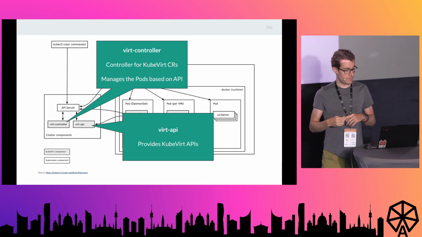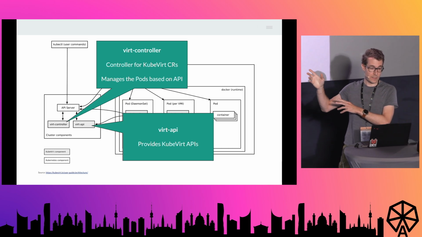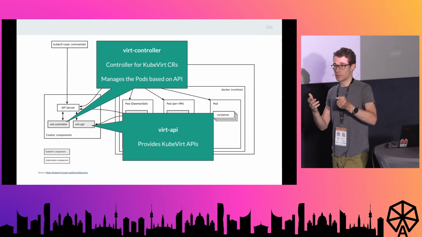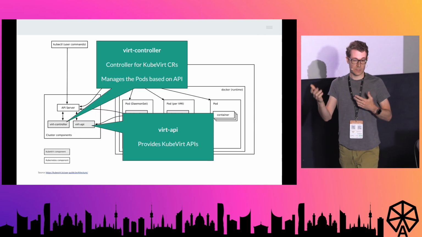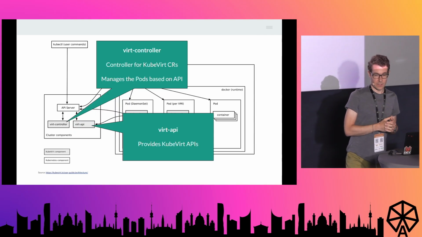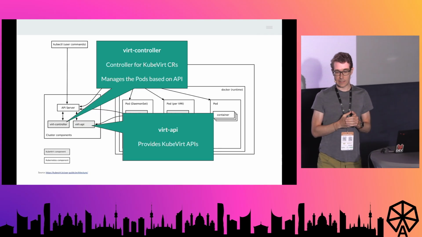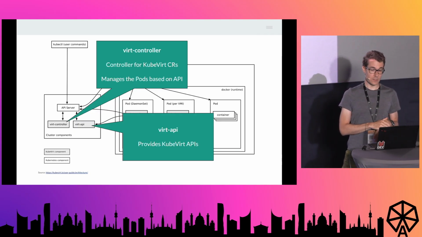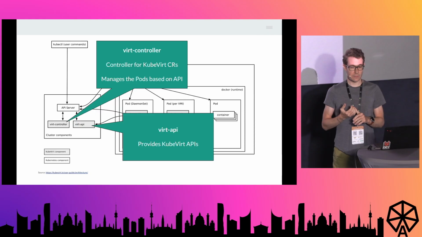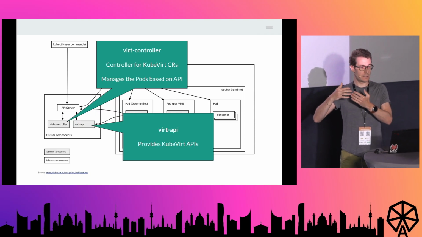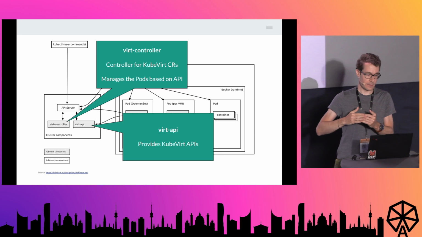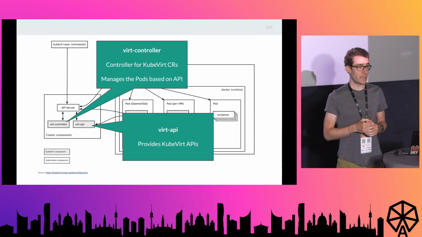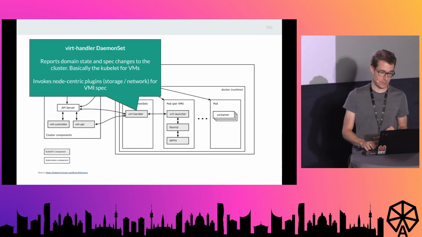There are different components here. One is the controller for KubeVirt itself. It's basically the controller that works with all the custom resources and then changes the state accordingly. It manages the pods and works also with the Kubernetes API to really do what KubeVirt should do. And then, of course, we have the Virt API, which is the aggregated Kubernetes API that is being used to provide all these different KubeVirt APIs. We'll see the CRs later on.